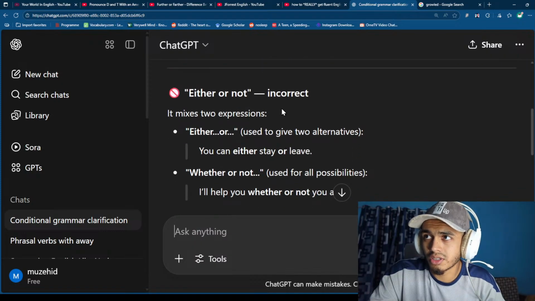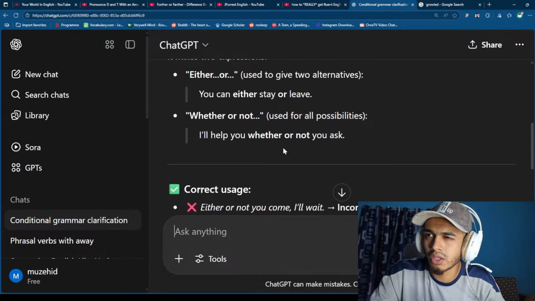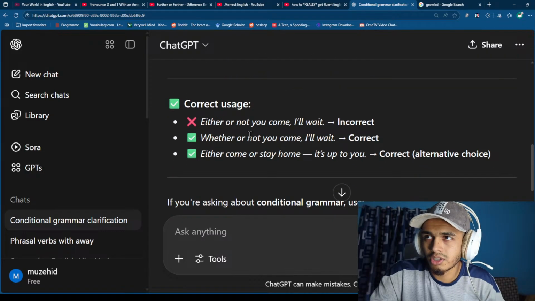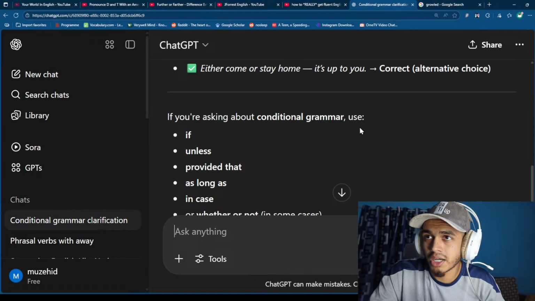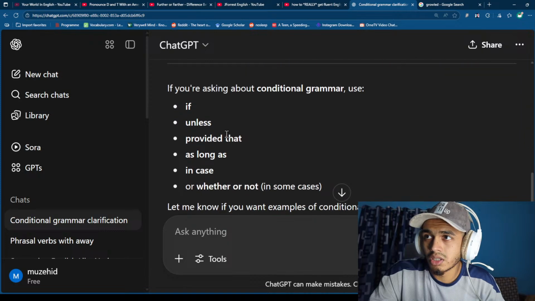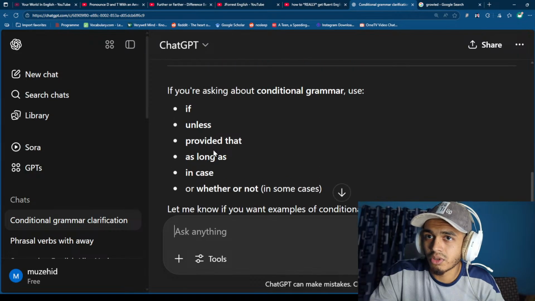Either or not is incorrect. It mixes two expressions, either or and whether or not. You can either stay or leave. Whether or not is used for all possibilities. Incorrect: I'll help you, either or not you ask. Correct uses: whether or not you come, I'll wait. Either come or stay home. It's up to you. If you're asking about conditional grammar, use if, unless, provided that, as long as, in case, or whether or not in some cases. Let me know if you want an example of each. Okay.